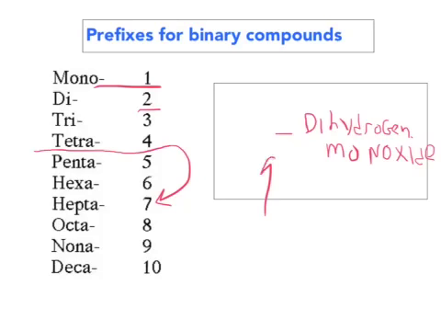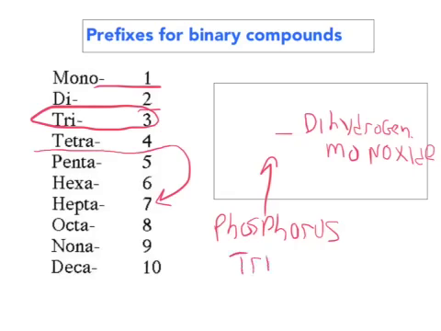For the PBr3, I don't need to write mono, it's the first one. I can just write phosphorus. And then 3 bromines, look up 3, it's tri, like a tricycle, not mean, but bromide. And that's how you name your ionic and covalent compounds.